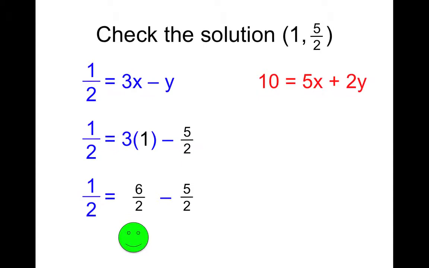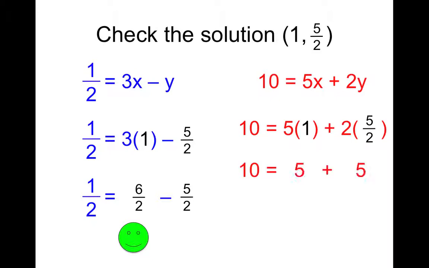That makes sense. In the red equation, we'll substitute in a 1 for x and a 5/2 for y. 5 times 1 is 5, and 2 times 5/2 is also 5. 10 equals 5 plus 5, which is true, so we know we found the solution to the system.